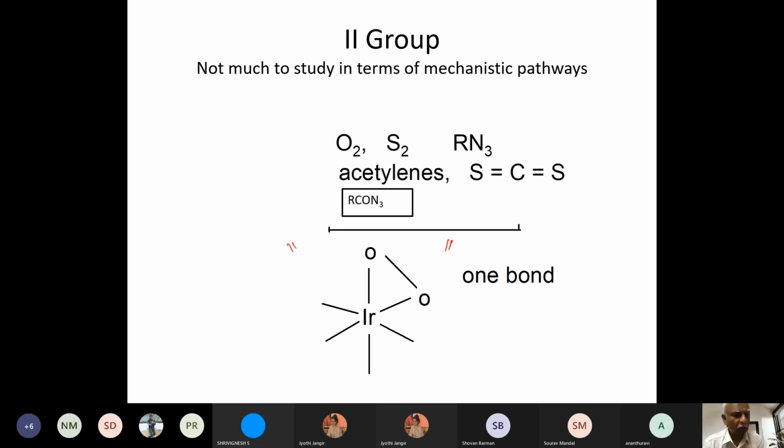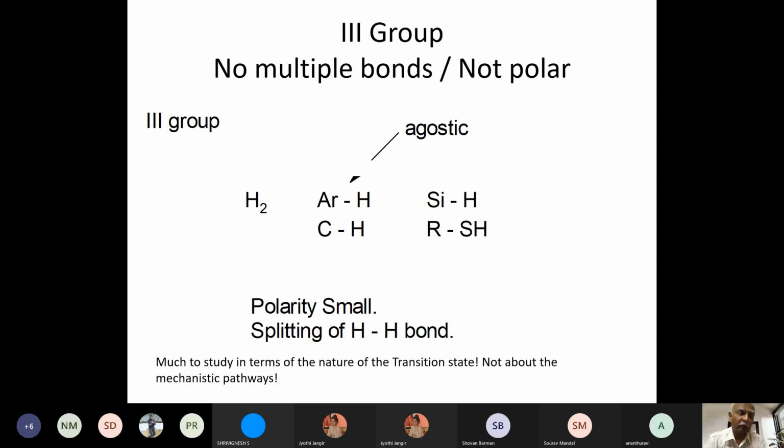The third group, on the other hand, involves addition of two non-polar species. Now there is only one bond between the two groups which are being added, but then the group is very non-polar, and these mechanisms turn out to be very complicated. As I told you, agostic interactions can happen before the oxidative addition, and that is supposed to be an intermediate step in the oxidative addition. But more than that, mechanistic details are not really available.